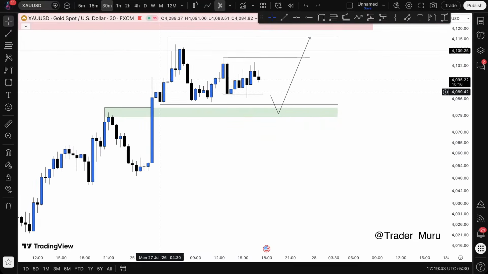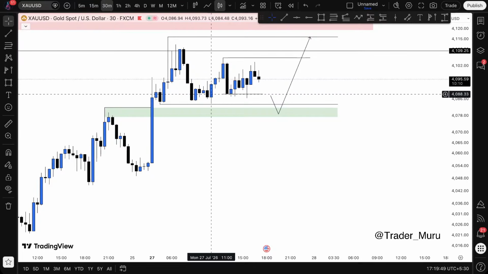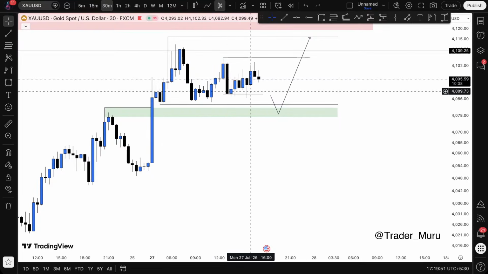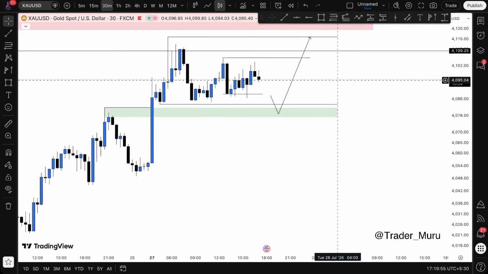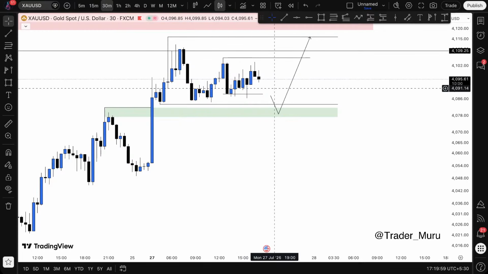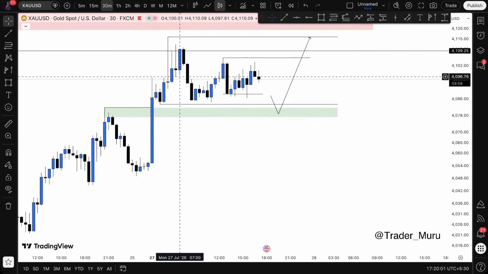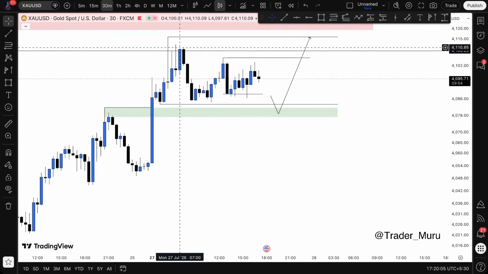Right now this is our demand area. Price is testing it and pumping. This is your supply area. Price is testing it and dropping. A buy candle, then a sell candle breaking its low, closing below it. This is your supply.